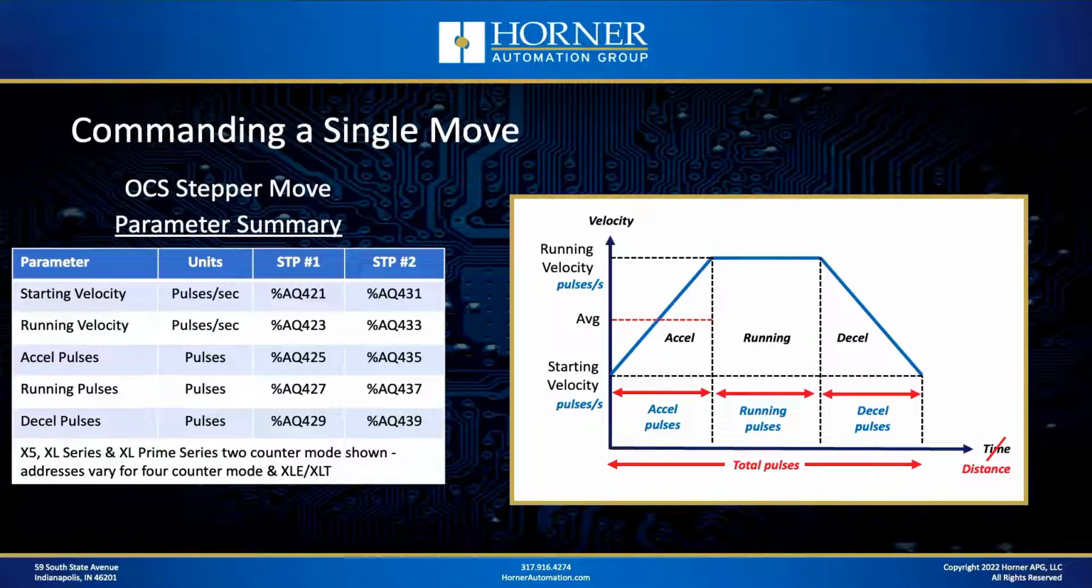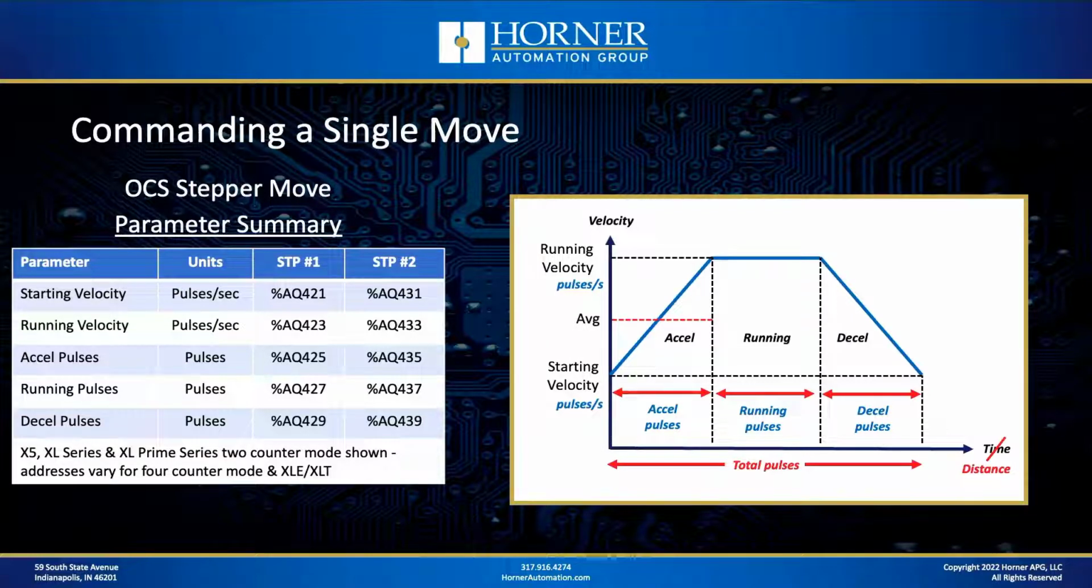So how far are we going to be telling that rotor to travel? And we're going to give it that distance in pulses. We're going to give it the number of acceleration pulses. In other words, how many pulses are we going to send it while we're accelerating? How many pulses are we going to send it while we're running at full speed? And how many pulses are we going to send it when we're decelerating? So that's how the total number of pulses that are sent from the OCS to the motor are broken down.